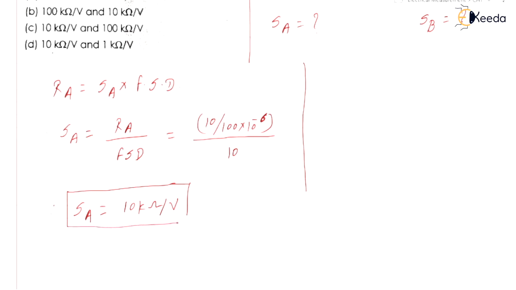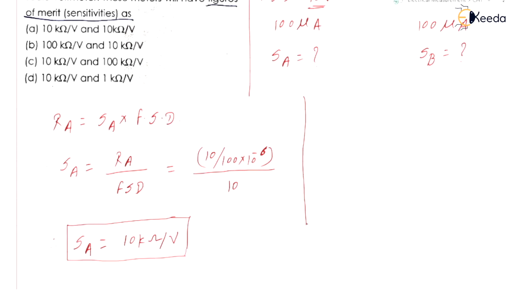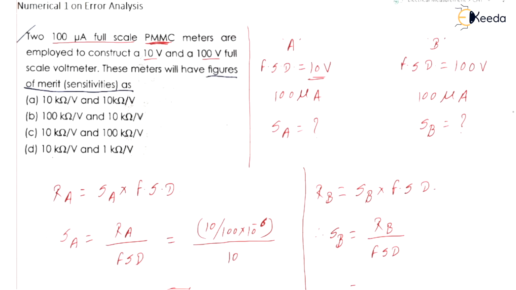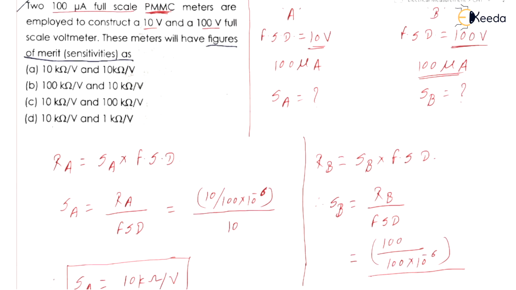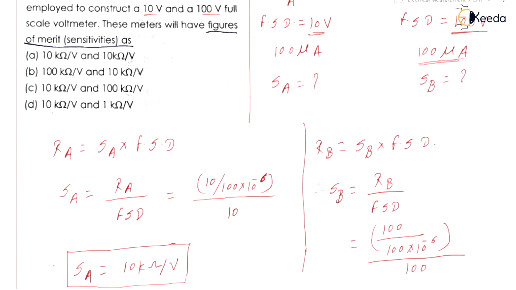Is this clear? Are you getting the point? Similarly, can we find it for the second meter? RB, that is the total resistance of meter B, is equal to SB into full scale deflection. Therefore SB is equal to RB upon full scale deflection. But what is RB? RB we can find as total voltage divided by corresponding current. So it is 100 by 100 micro, divided by the full scale deflection. What is the full scale deflection? It is 100.